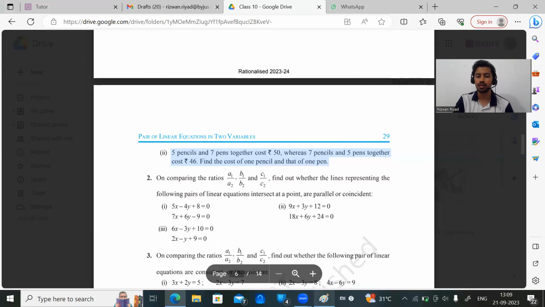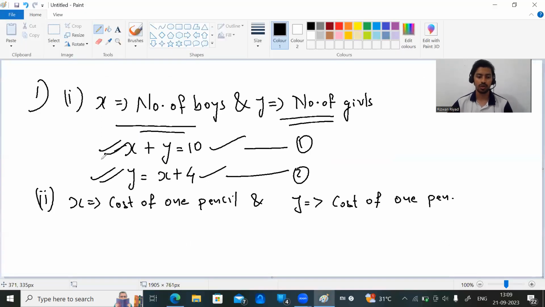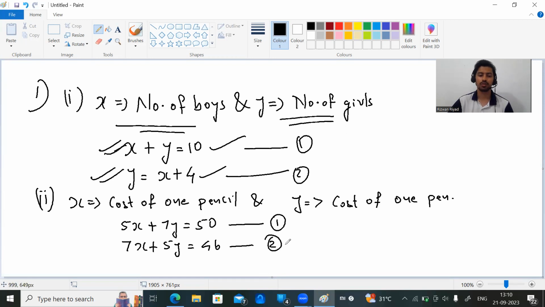Okay, so let's write each of these equations. First one, cost of 5 pencils and 7 pens: 5x plus 7y equal to 50 rupees. That is the first equation. Similarly, the second case, the cost of 7 pencils, that is 7x, plus 5 pens, 5y, equal to 46. That is the second equation. In the same way we got two equations.